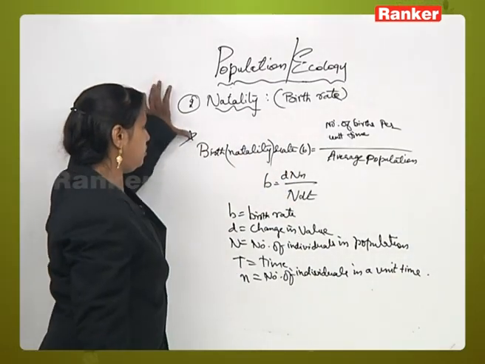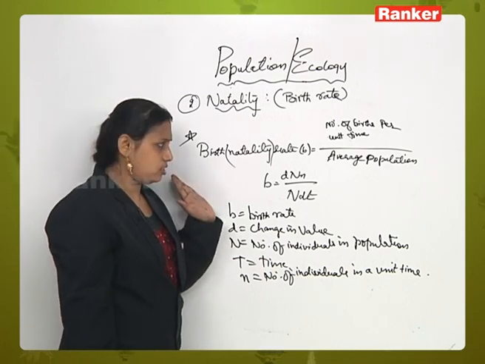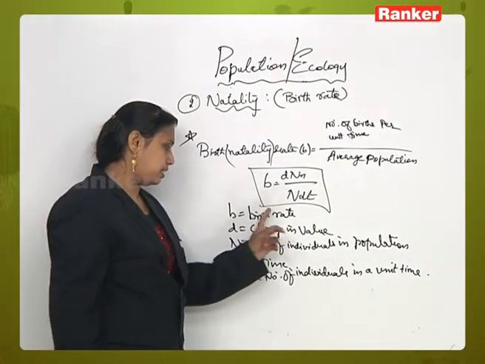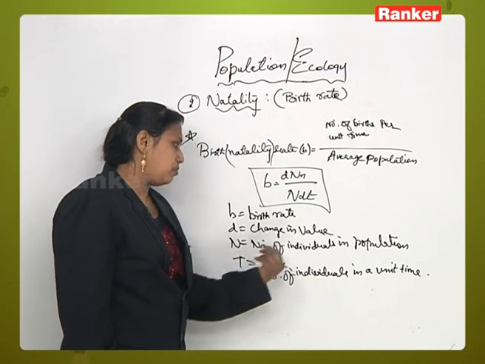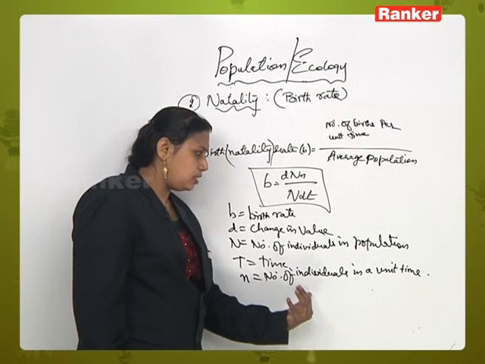right? So, this is the formula which we follow when we are doing multiple choice questions or any analysis. Also they will ask this formula, of which they will ask the values. B is birth rate, D is change in the value, capital N is the number of individuals in the population, T is time, and small n is number of individuals in a unit time.